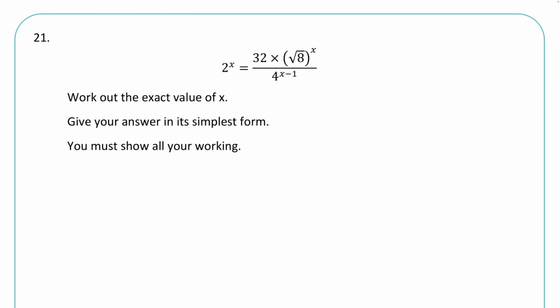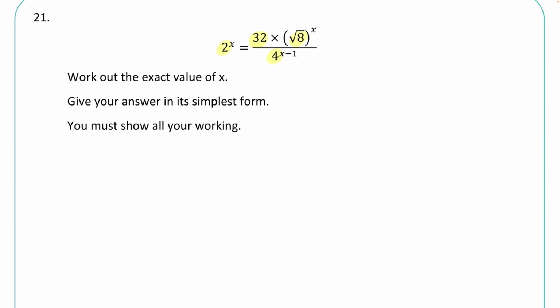Okay, so for this question, it says to work out the exact value of x and give your answer in its simplest form, and you must show all your working. Now in this question here, we've got quite a lot going on, but the first thing to notice is these are all powers of 2 in some form. So what we're going to do is apply laws of indices here, but we need to get all of these numbers to become powers of 2.